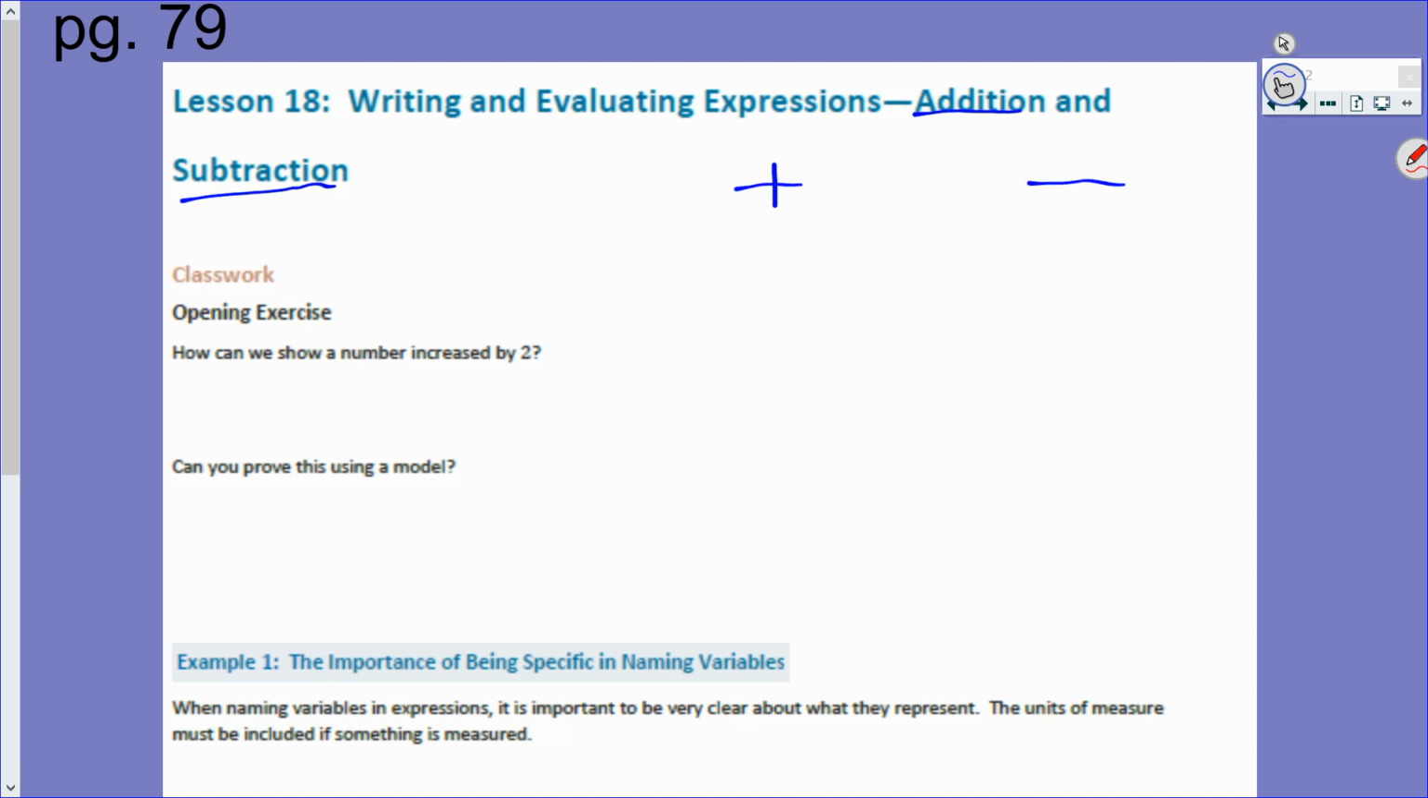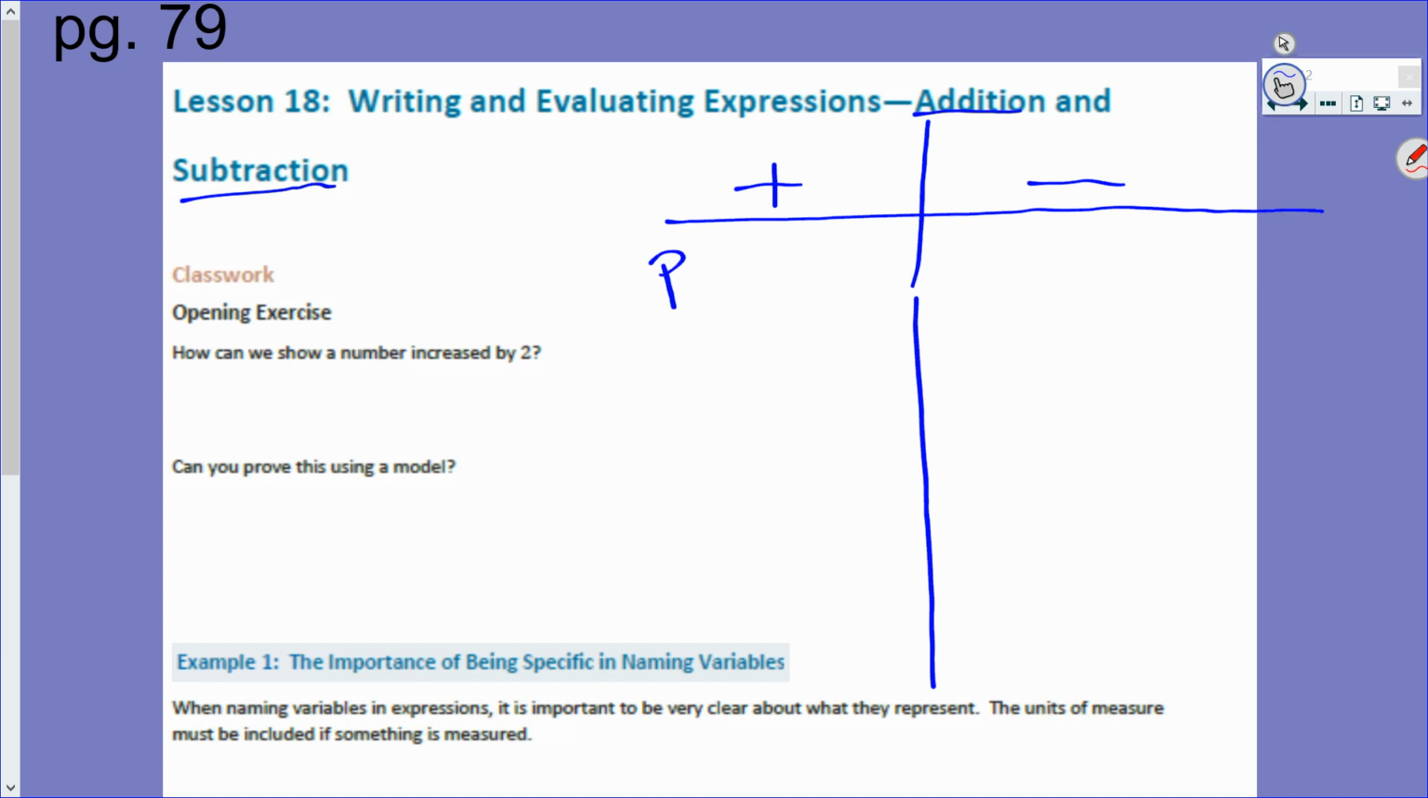So let's talk about the English words that show addition or subtraction. Who can think of some? Hayden? Positive, negative. Awesome. Positive would be adding. Negative would be subtracting. A lot of times we talk about that in elevation or in temperature. More or less. Good. More means I would be adding. Less would mean I'd be subtracting.